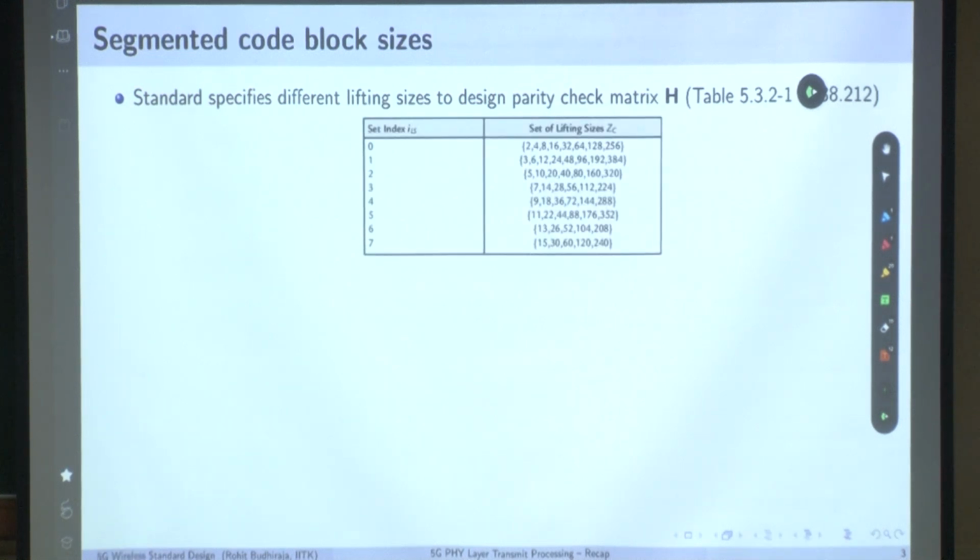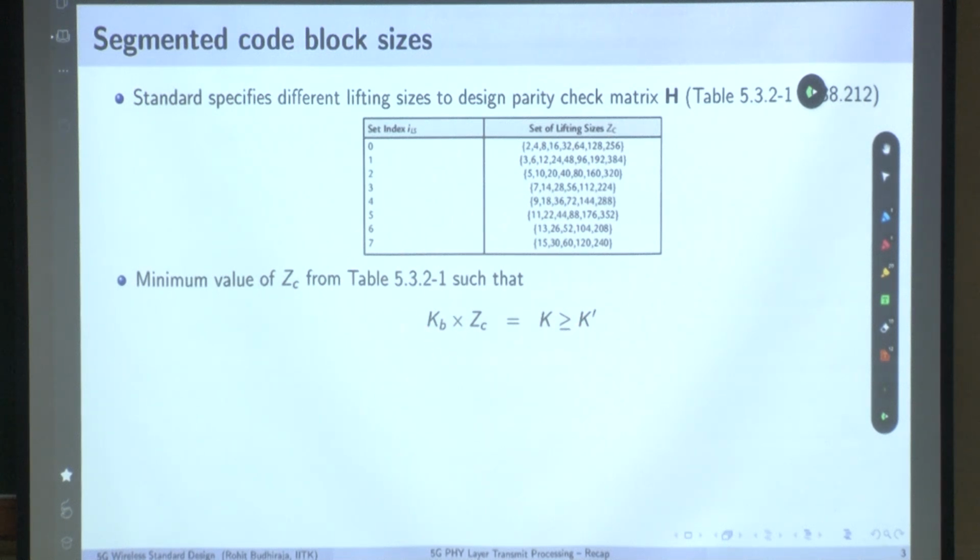And how much do you lift? That's what is decided by this table, and it contains the lifting sizes which the standard uses. This lifting size is denoted by ZC. This table is included here for convenience. Now what is the minimum value of ZC which you should calculate, which should be sufficient to encapsulate this K'? What am I saying here?